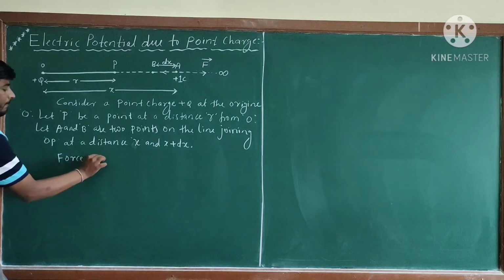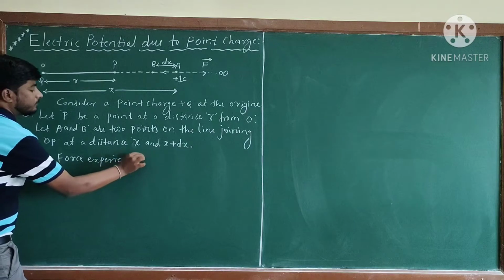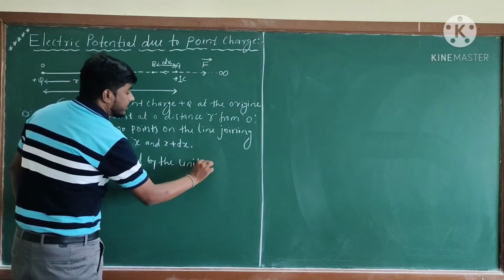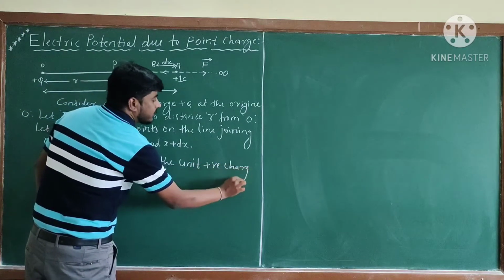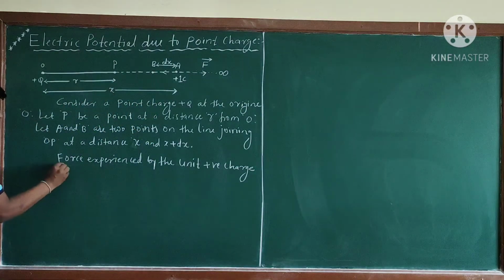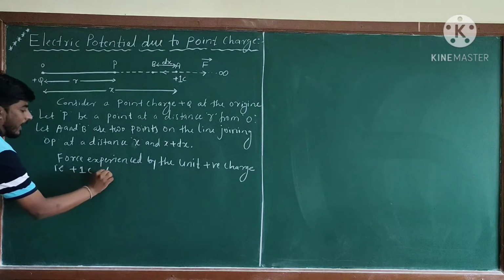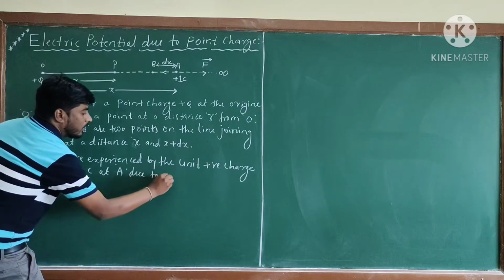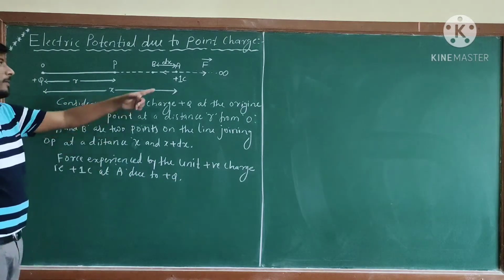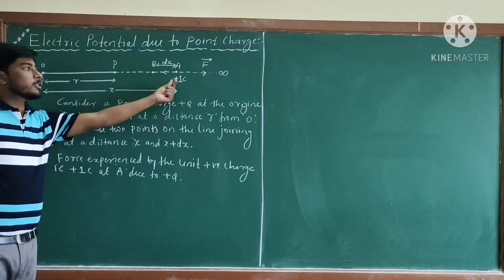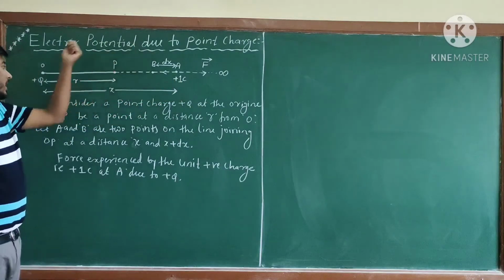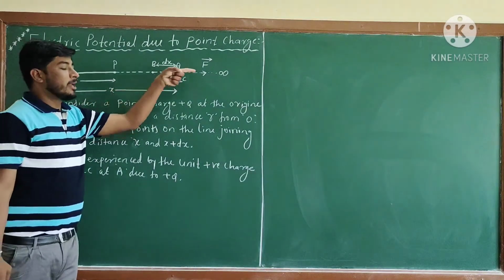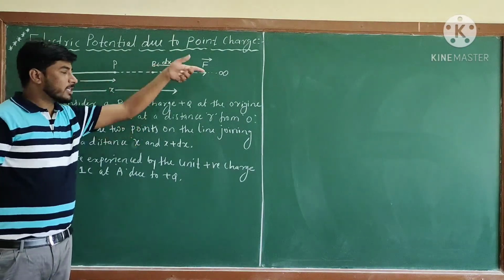Now the force experienced by the unit positive charge, that is plus 1 Coulomb at A, due to charge Q. So this unit positive charge plus 1 Coulomb is experiencing the force due to this point charge, and these both are positive charges, that is why the force is repelled in this direction.